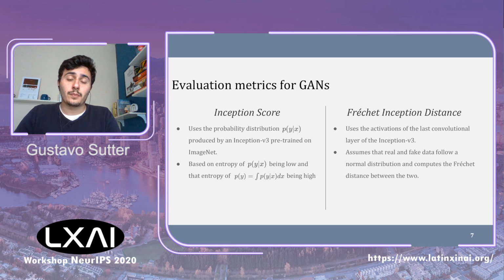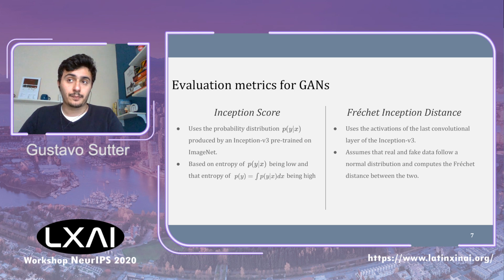The inception score uses a network pre-trained on ImageNet, and it takes a fake image, passes it through the network, and produces a class distribution for this image, and it says that this distribution must have low entropy, in the sense that the image must be easily recognizable, therefore having good quality.